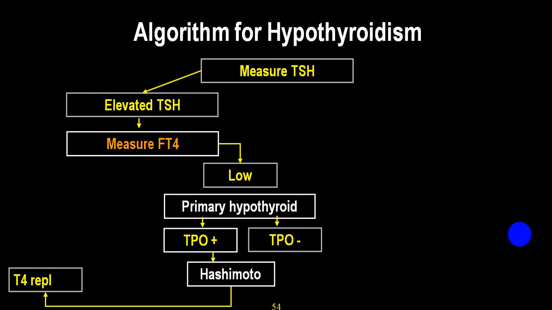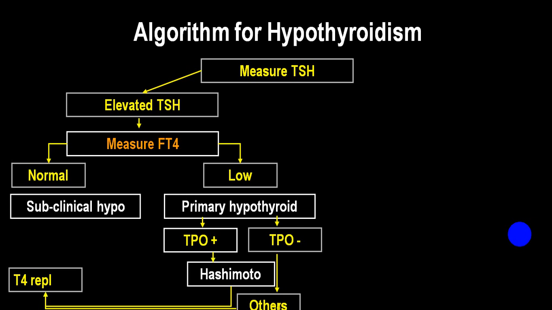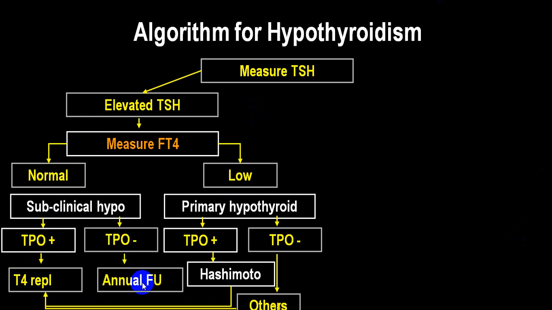In Hashimoto's, replace T4. If free T4 is normal, it is more likely to be subclinical hypo. In that you will require a TPO antibody. If subclinical hypo and TPO antibody is strongly positive, treat with T4 replacement, we call hormone replacement therapy. And if TPO antibody is negative, then you can have a follow-up at regular intervals.